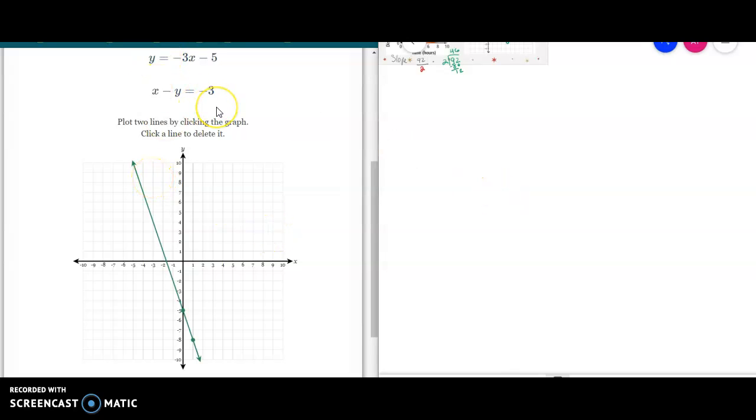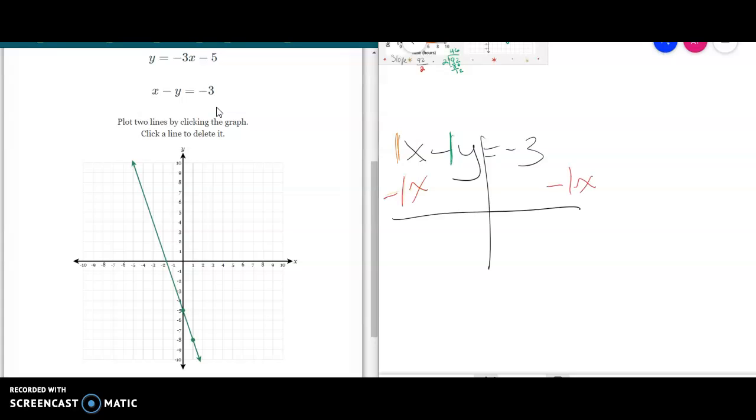I need to put the other one in y equals mx plus b form. So my suggestion would be to make sure that you have a piece of paper and pencil, because some of these equations you will have to solve for y. So in this case, I know that there's an invisible 1 in front of the x and an invisible 1 in front of the y. If there's no number there, it's an invisible 1. So the opposite of a positive 1x is a negative 1x. So I'm actually going to subtract 1x from both sides.